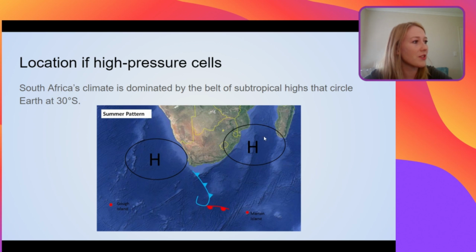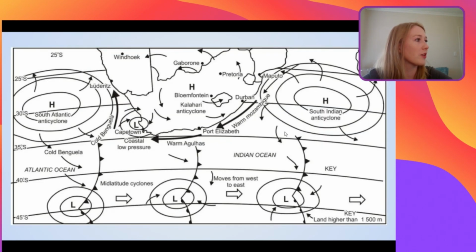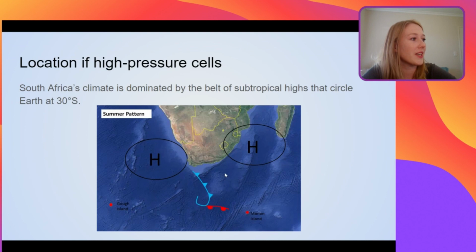Okay, so these are the two anticyclones that influence South Africa the most. So we have one over here to the east, that is the South Indian anticyclone, the high pressure, and one to the west, the South Atlantic anticyclone. Okay, South Indian, South Atlantic.